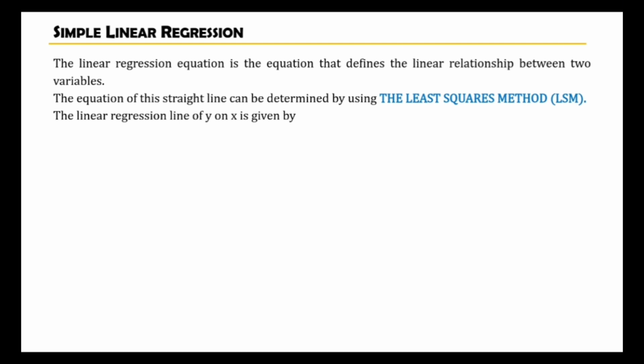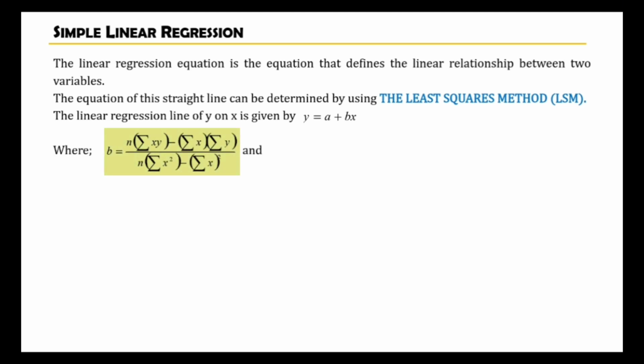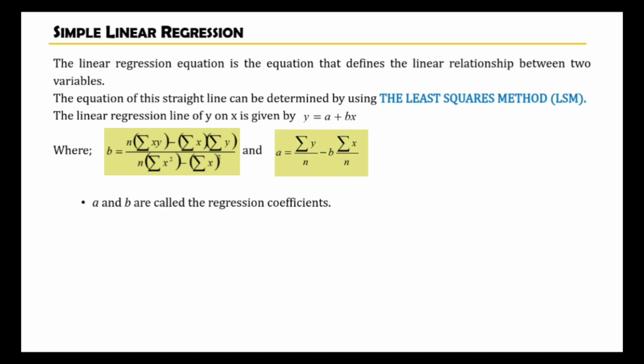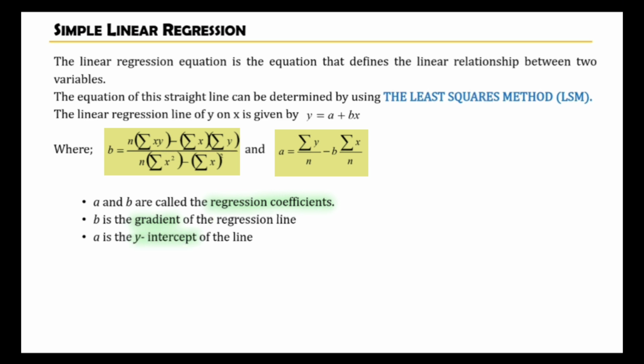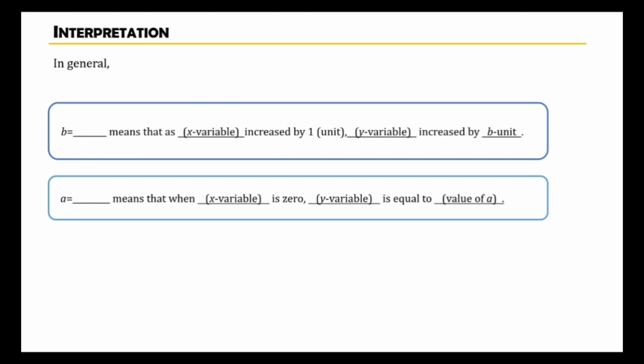The linear regression line of y on x is given by y equal to a plus bx, where b is given by this formula and a is given by this formula. a and b are called the regression coefficients. b is the gradient of the regression line. a is the y-intercept of the line. In general, this is the interpretation for the value of b and a.